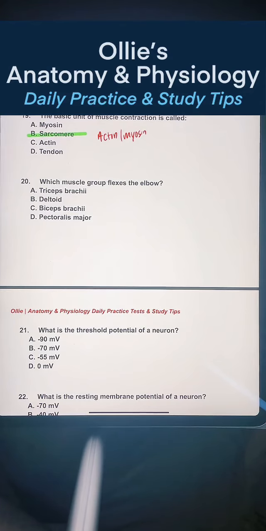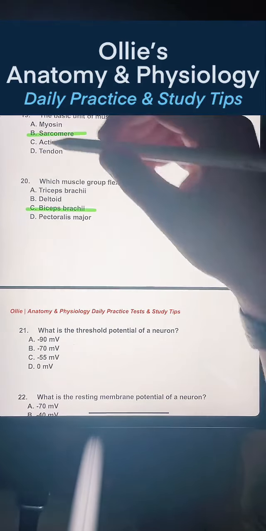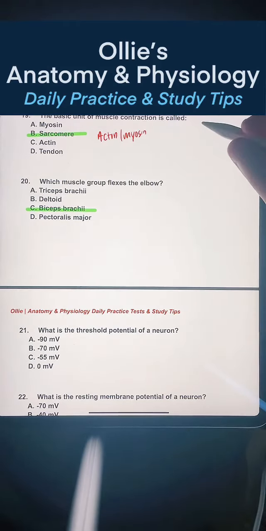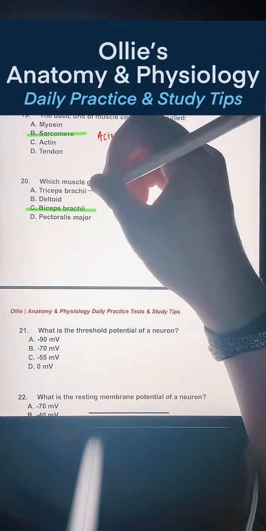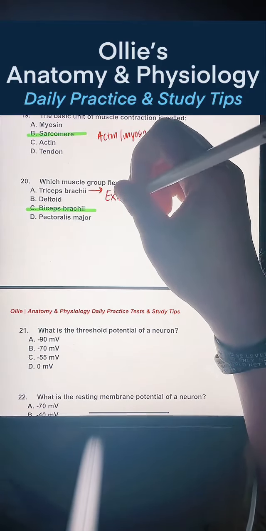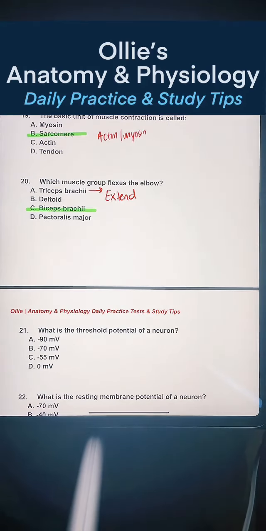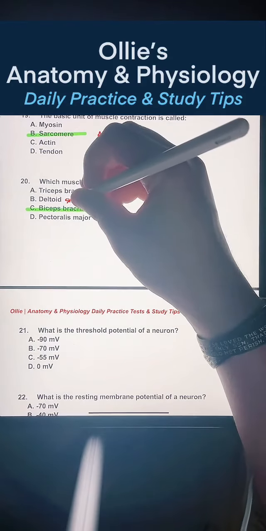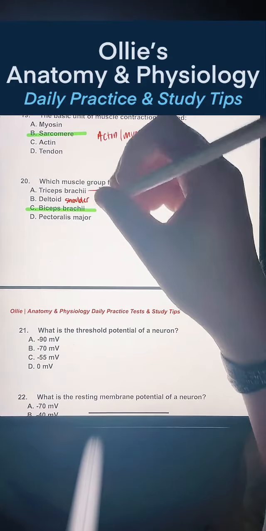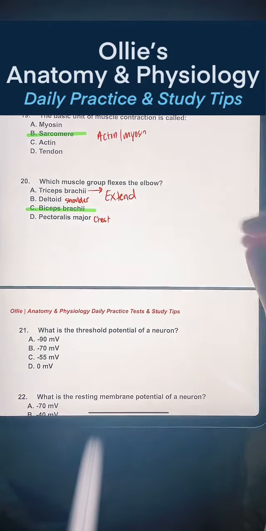I'm so glad. Number 20, which muscle group flexes the elbow? The answer is C. It is the biceps brachii. So biceps pull the forearm up. The triceps are going to extend. So bicep flex, tricep extends. Deltoid is for your shoulder. And your pectoralis major is for your chest.